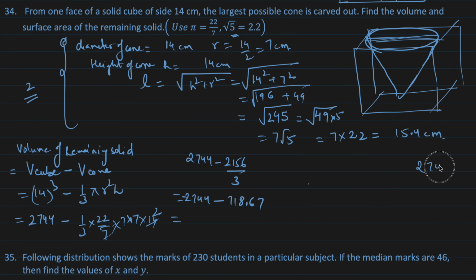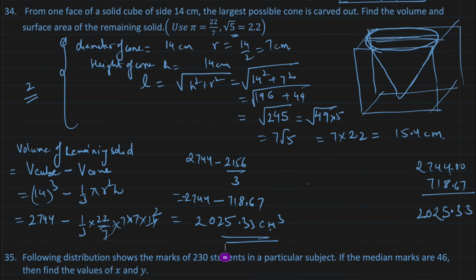Okay, so 2744 में से 718.67 minus करते हैं. So 3 again 3. 13 minus 8 5, 3 minus 1 2, 0 2. Okay, so your answer comes out to be 2025.33 centimeter cube. That's the volume coming out to be. Okay, you can also multiply, leave your answer in fraction. वो भी time लगता है, ये भी time लगता है, दोनों में ही time लग रहा है. But yeah, volume we got.